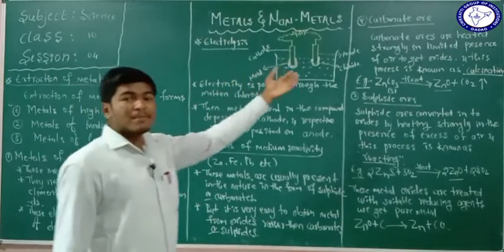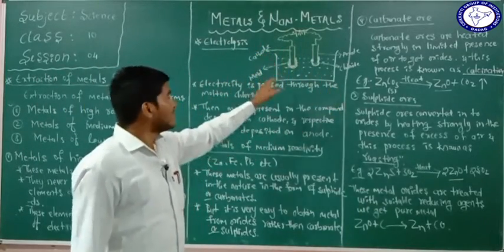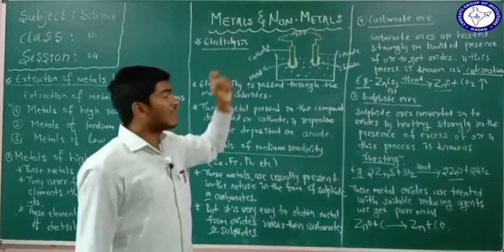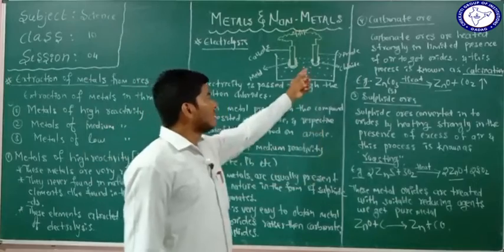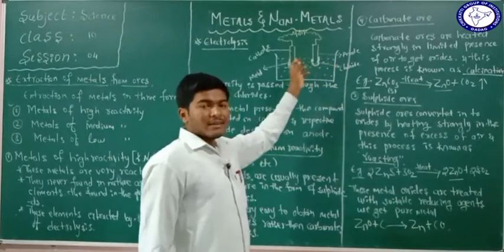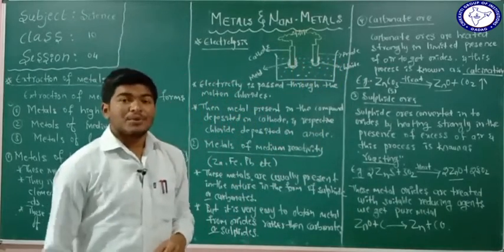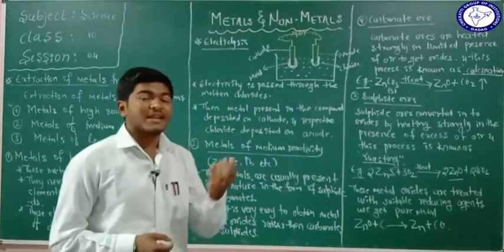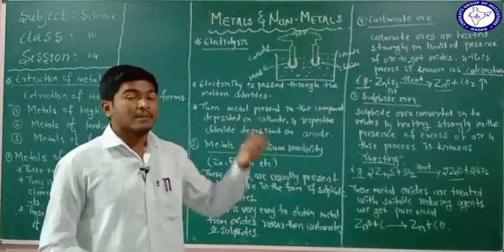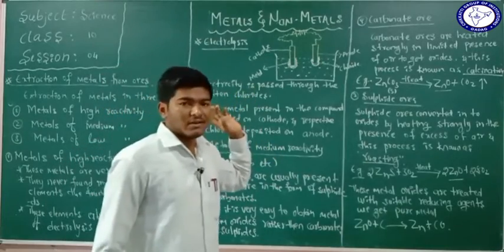The metals which are present in the compound are deposited at the cathode, and the chlorides which are present in the compounds are deposited at the anode. That is nothing but the electrolysis. In the first chapter you have already studied what electrolysis is. The process of extraction of some of the metals by using electricity is known as the electrolysis process.